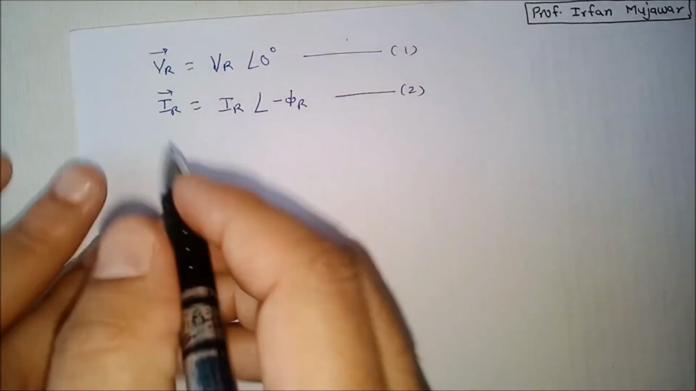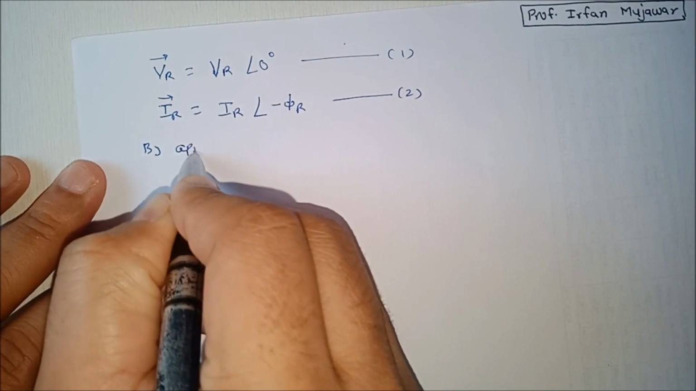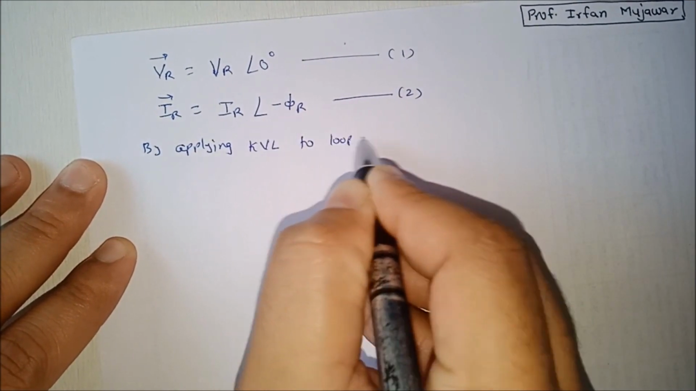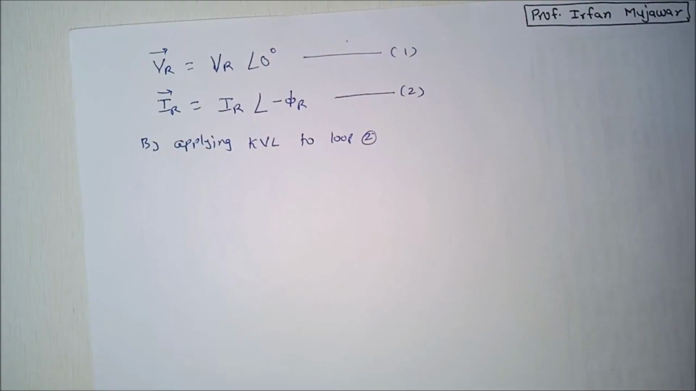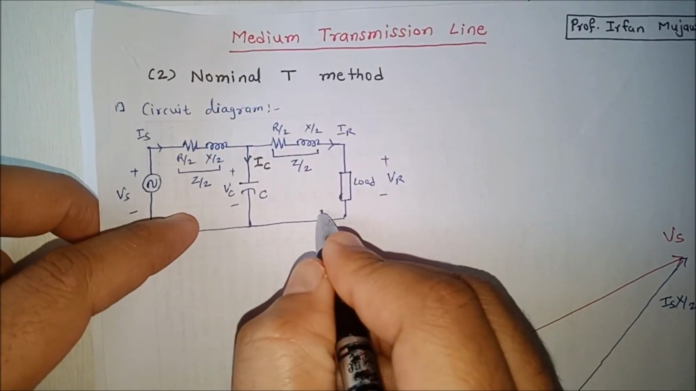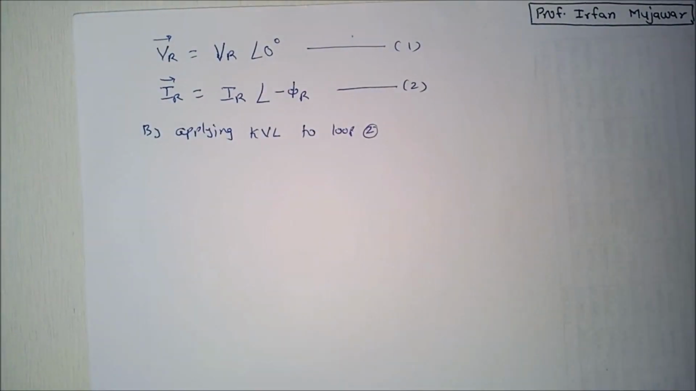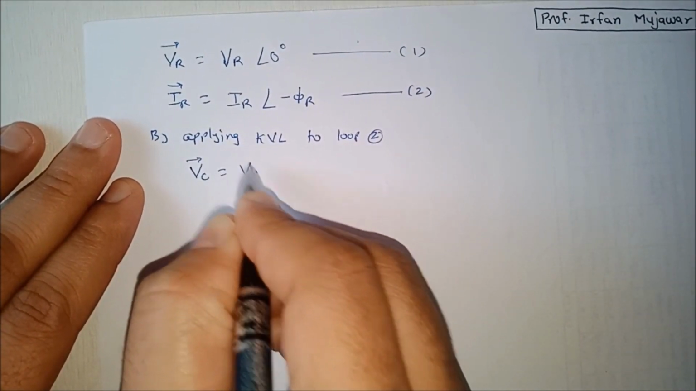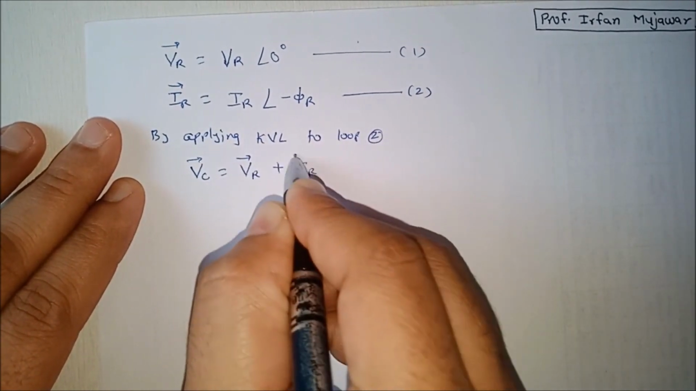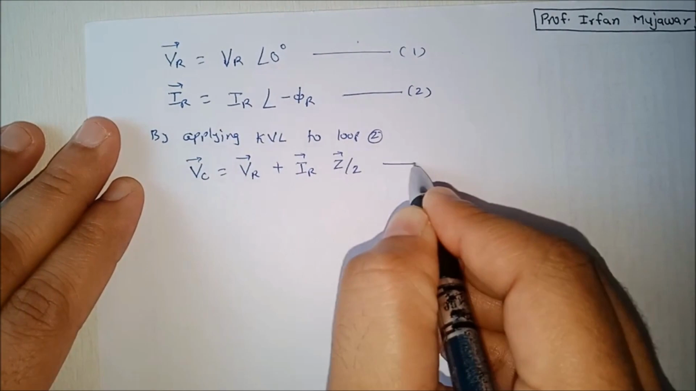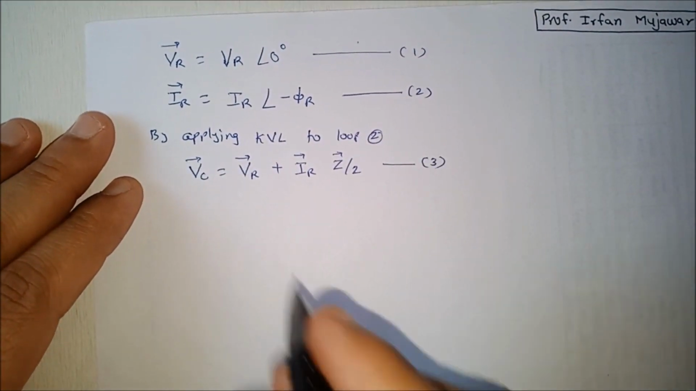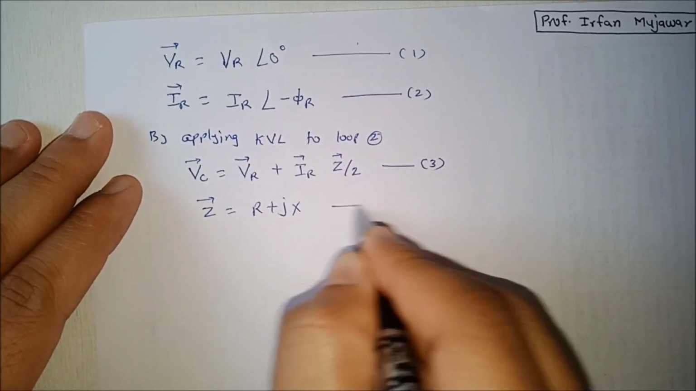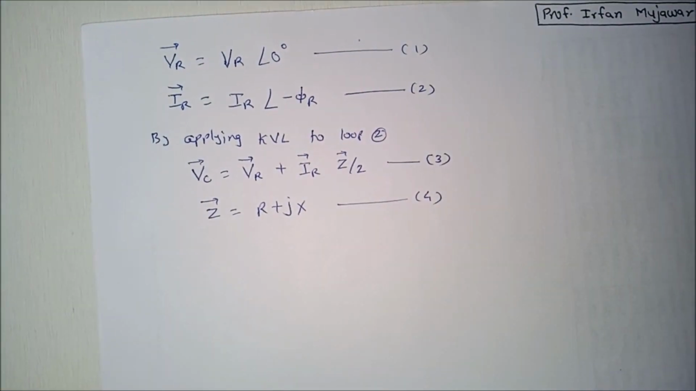So by applying KVL, Kirchhoff's voltage law, to loop 2 or mesh 2. What is loop 2? This is the second mesh, and this is your mesh number 1. So what will be VC then? VC will be equal to VR plus IR into Z by 2, equation number 3, where Z is nothing but R plus jX. That is equation number 4.